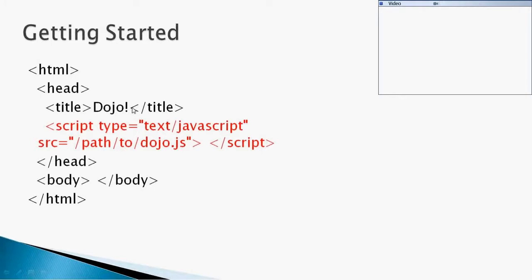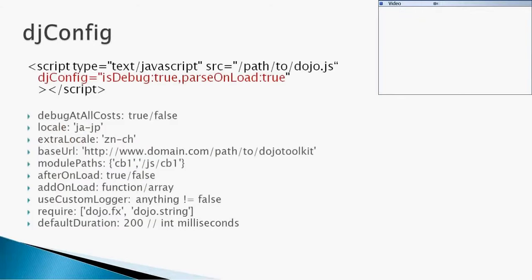So that's how you can get started with Dojo. You can download it. I have used PHP, but you can use any language, JSP or .NET, whatever. The backend you can use anything, even Servlet or whatever. Okay. So quickly, let's talk a little about this djConfig.